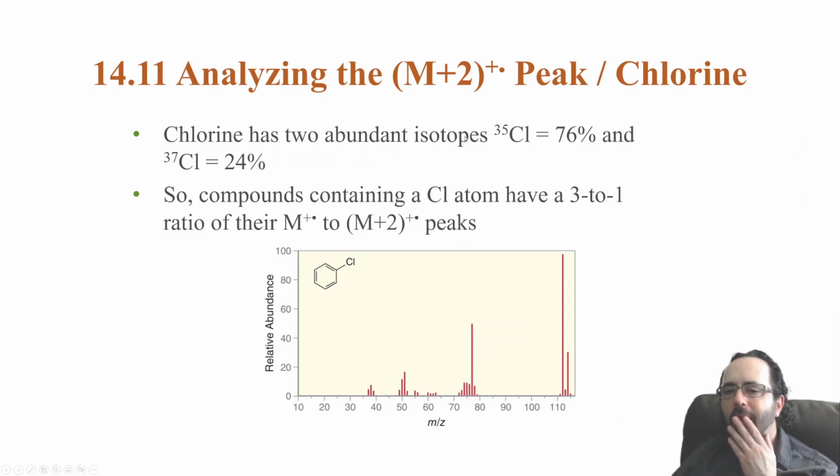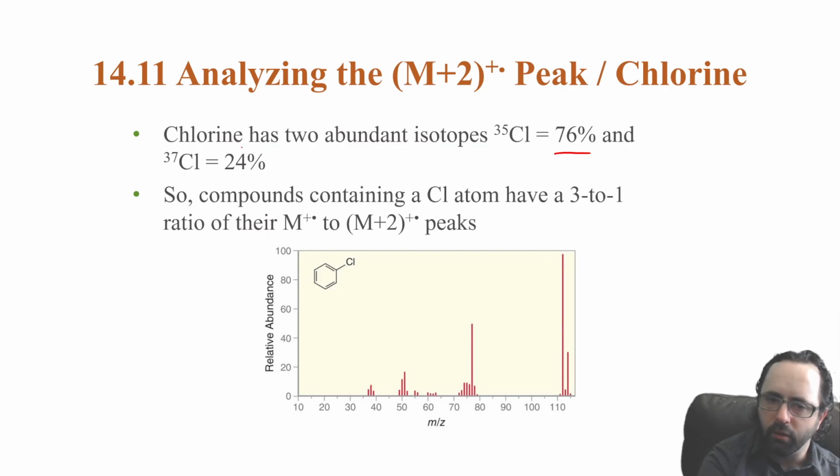Next, you should analyze the M plus 2 peak. You should see if there's an M plus 2 peak. So here you can see there's a molecular ion, it's the biggest one here, and then there's a molecular ion plus 2. The molecular ion's at 112, the molecular ion plus 2 is at 114. And the ratio of this peak is 3 to 1. When you have an M plus 2 peak with a ratio of 3 for the molecular ion to 1 for the M plus 2, that is an indication of the presence of a chlorine atom, whose natural abundance is 3 to 1 for chlorine-35 versus chlorine-37.